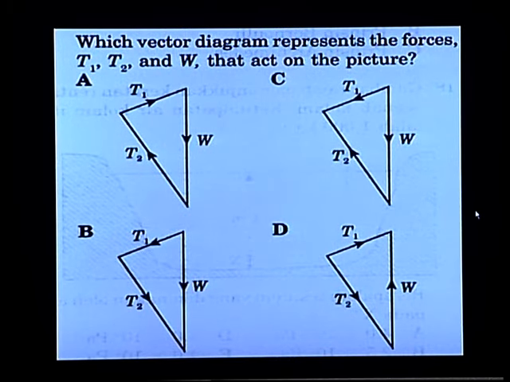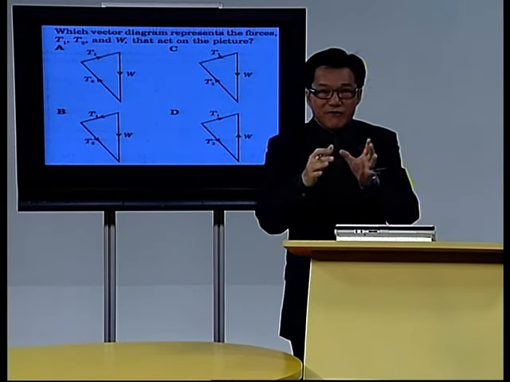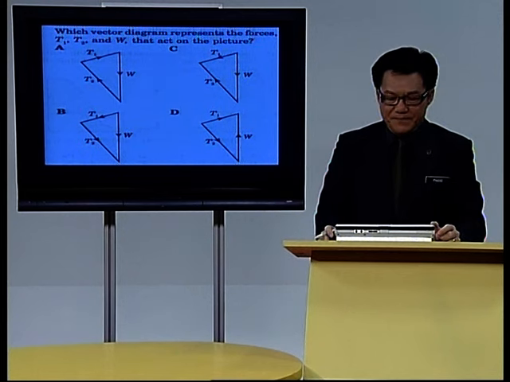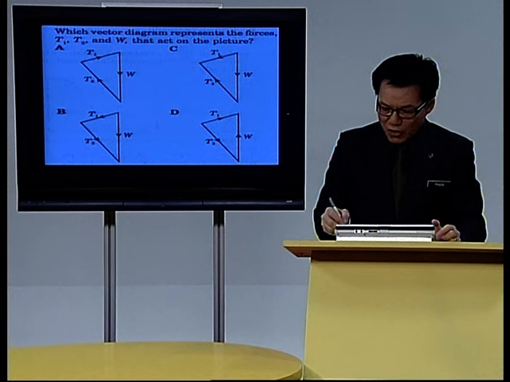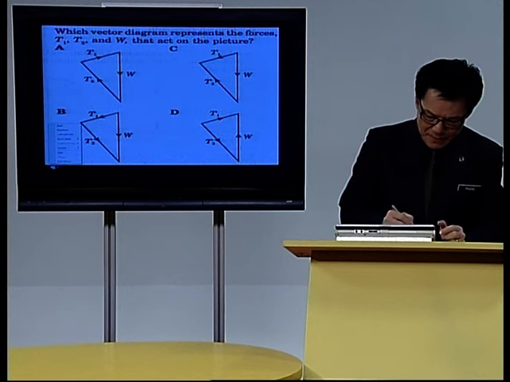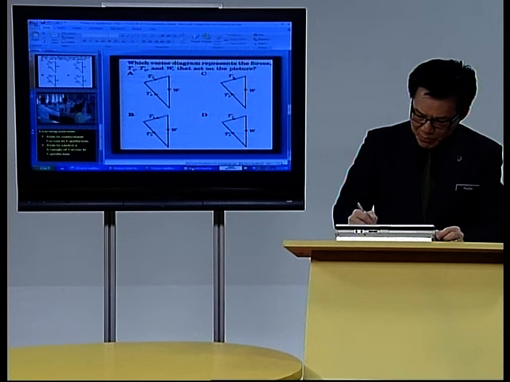Which vector diagram represents the forces T1, T2 and W that act on the picture? Now basically this whole question has to do with forces in equilibrium. I'm going to sketch a few things and let you draw. I'm going to let you see a few other important pictures here.